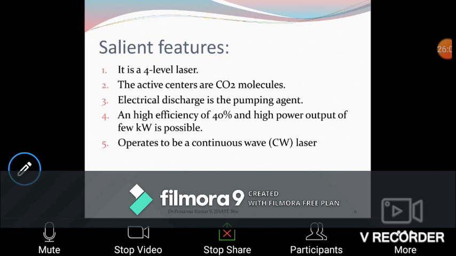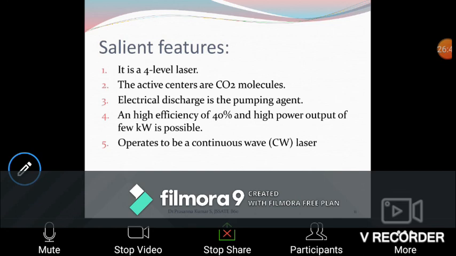The electrical discharge is the pumping agent. You use a high tension, high voltage DC supply. It is a highly efficient laser, with efficiency up to 40%, and the power output is around a few kilowatts, and it gives you a continuous wave laser.